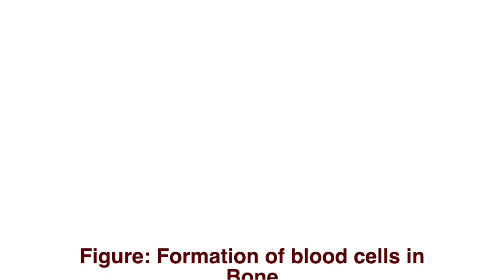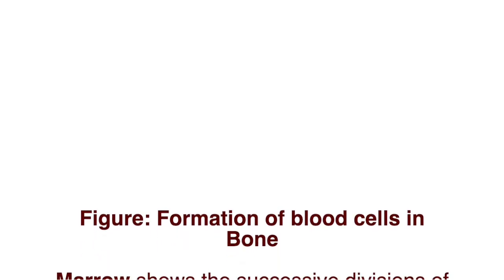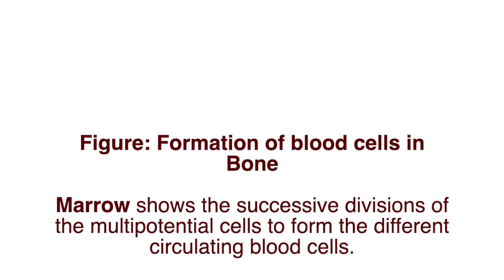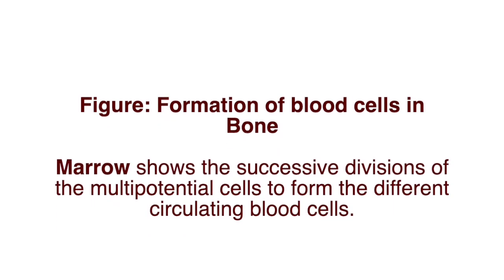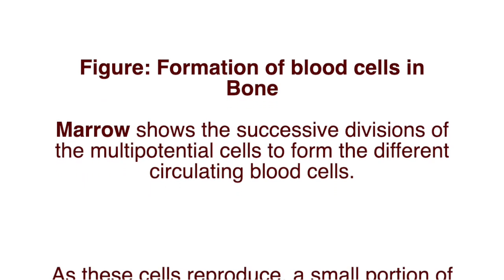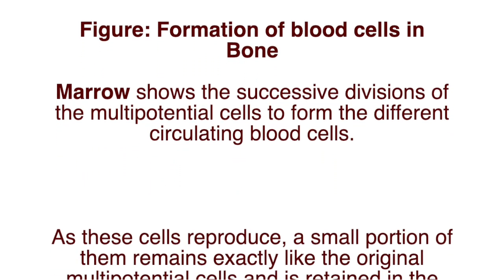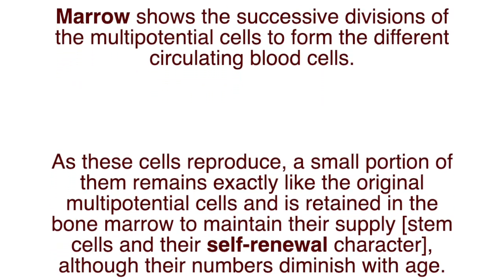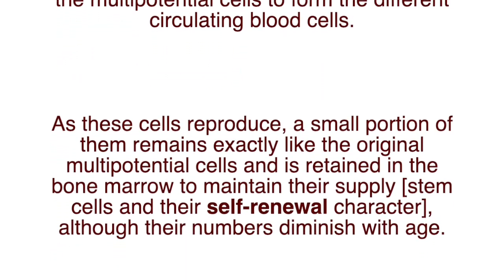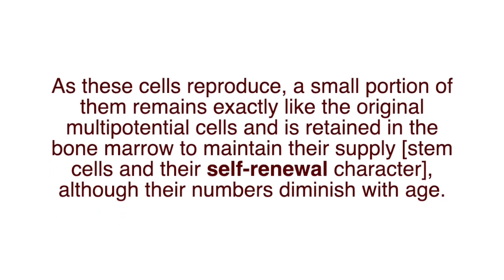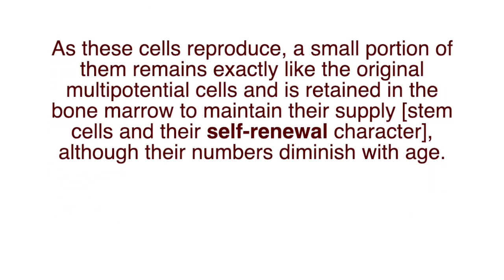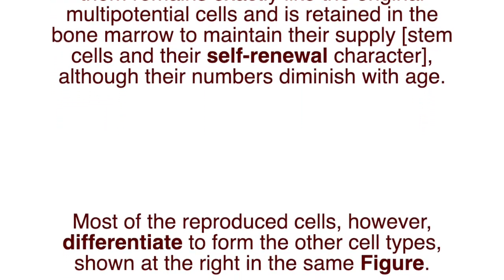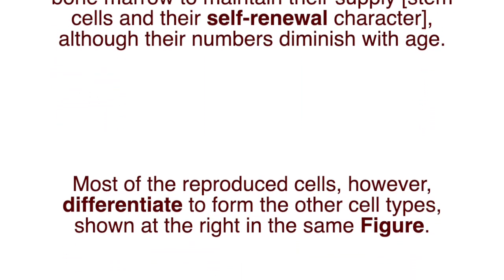Formation of blood cells in bone marrow. See the figure earlier shown. This shows the successive divisions of the multipotential cells to form the different circulating blood cells. As these cells reproduce, a small portion of them remains exactly like the original multipotential cells and is retained in the bone marrow to maintain their supply. They are called stem cells, which have a character of self-renewal, although their numbers diminish with age.